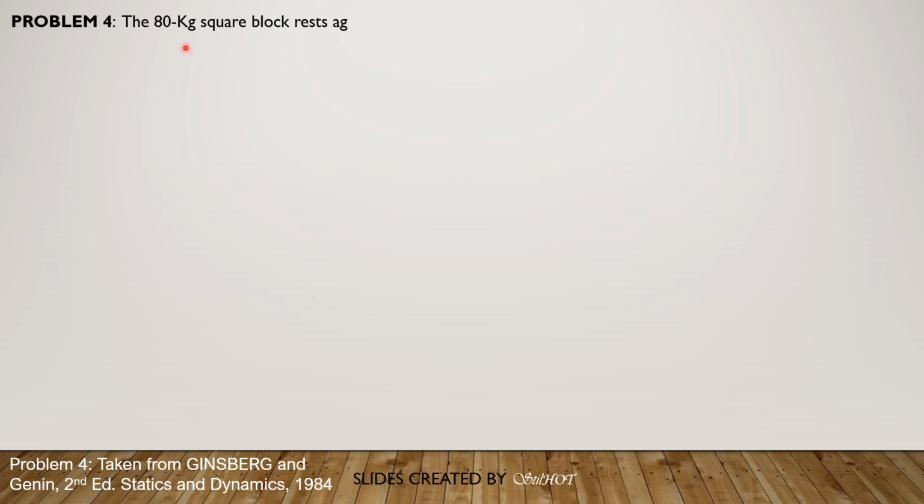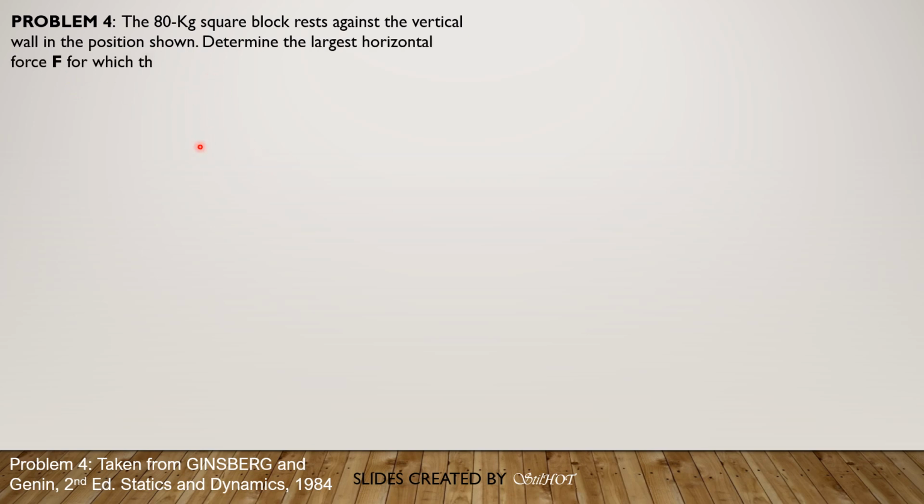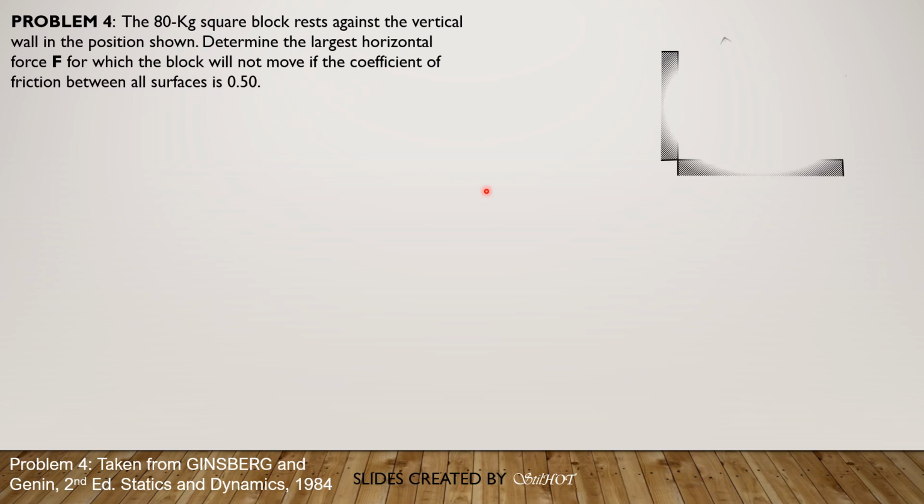So problem 4, the 80 kilogram square block rests against the vertical wall in the position shown. Determine the largest horizontal force F for which the block will not move if the coefficient of friction between all surfaces is 0.5. So this is the given figure. This is the square block. Then we have dimension B and B here. In the original problem the dimensions are given, but I just call it B because the dimension will not change our answer here. So the analysis goes like this, by drawing the free body diagram of this square block.